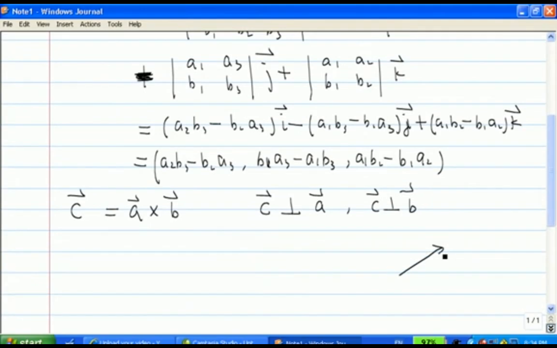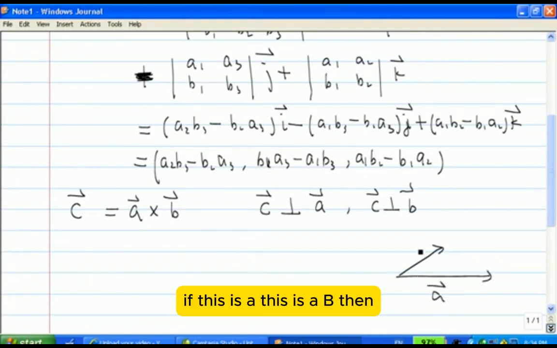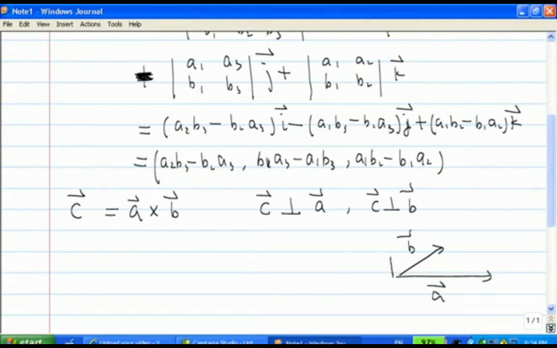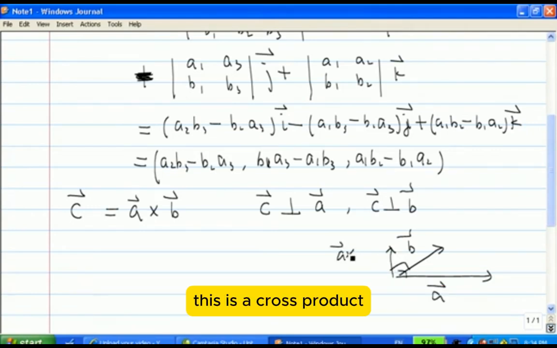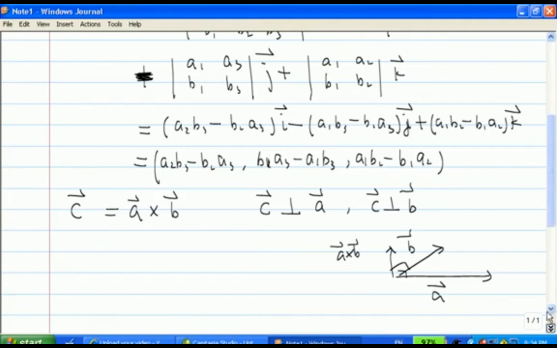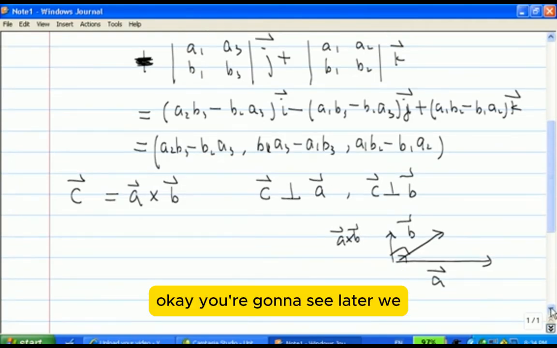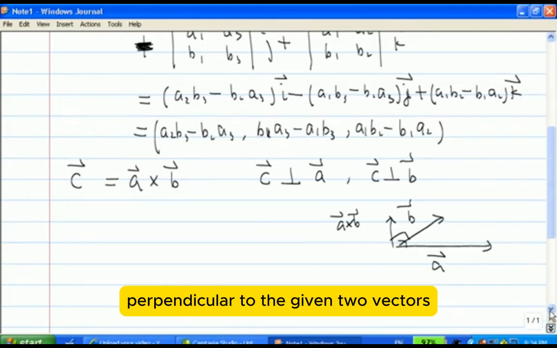So if this is A, this is B, then this one will be perpendicular to both of these vectors. This is the cross product. You're going to see later, this has lots of applications. We need to find a third vector perpendicular to the given two vectors.